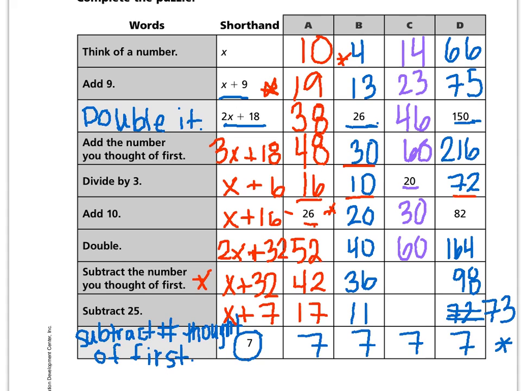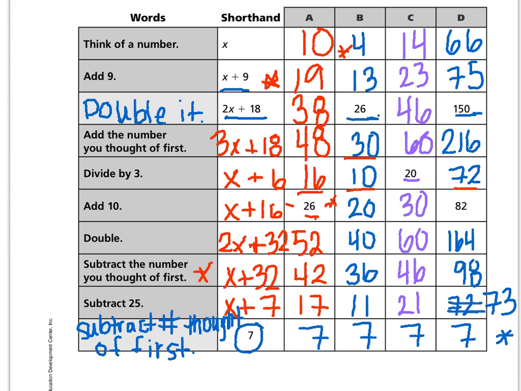I can subtract the number that I thought of first from 60 and get 46. Subtract 25 from there and I would get 21. 21 minus my original number of 14 is 7. Following these rules can be confusing. You need to keep them straight, and remember, when you're working backwards, you're doing the inverse of what the words say.